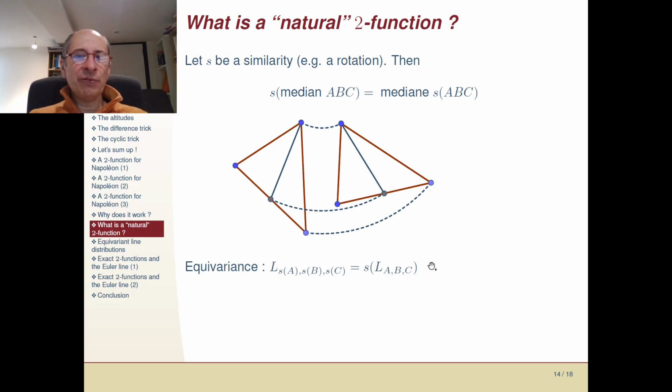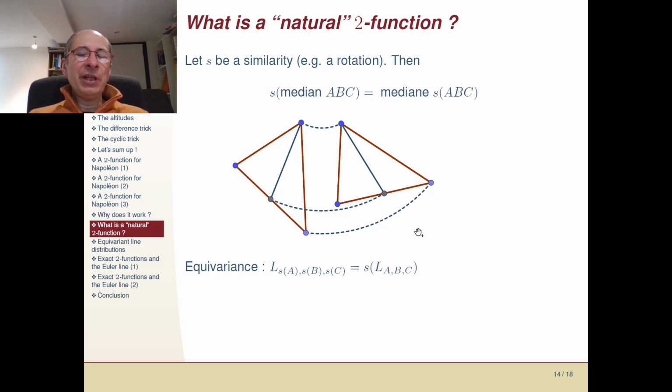And this means the following: the line on the triangle SA, SB, SC, which is this triangle, is S of the line we had in the original triangle. So it's exactly like this. The median, if I consider the case of the median, is rotating along with the triangle, and I can use a rotation or any similarity for that matter. And this is exactly what is meant by equivariance. Equivariance means that the line is transformed along with the triangle at the same time.